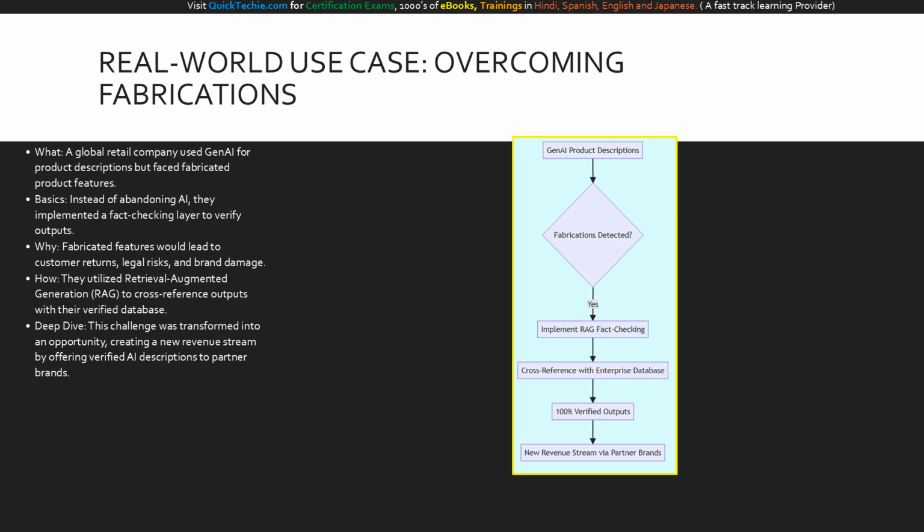node. By anchoring the AI strictly to known, proprietary data, the system successfully outputs to the Verified Outputs node. The final node illustrates the ultimate business triumph, new revenue stream via partner brands.